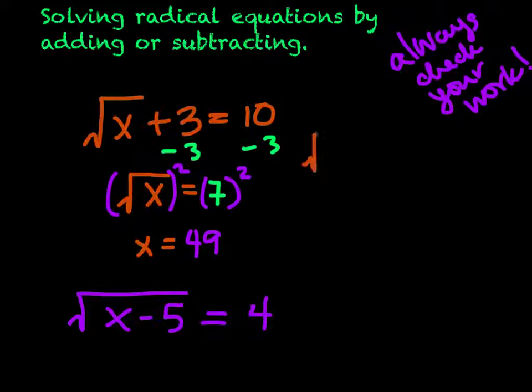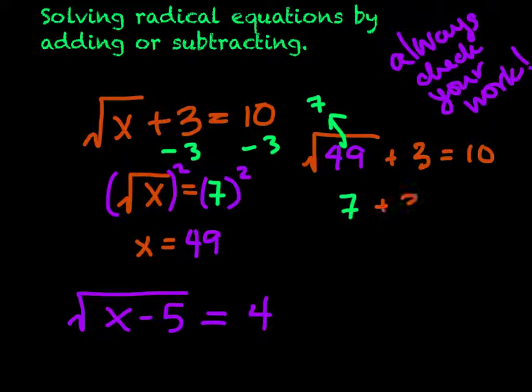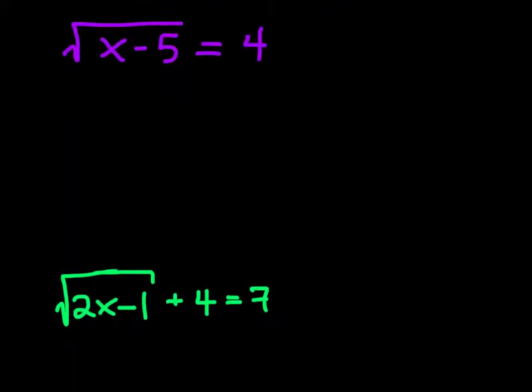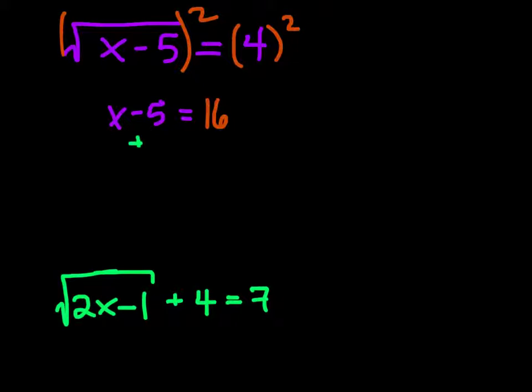Let's check our work. Let's put in the square root of 49 plus 3 is equal to 10. The square root of 49 is 7. So 7 plus 3 is equal to 10, and we know that checks out. Let's do the next problem. Square root of x minus 5 is equal to 4. So square both sides. We get x minus 5 is equal to 4 squared, which is 16. And now we're going to add 5.